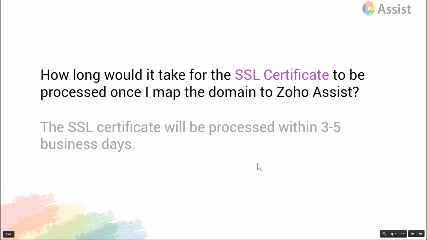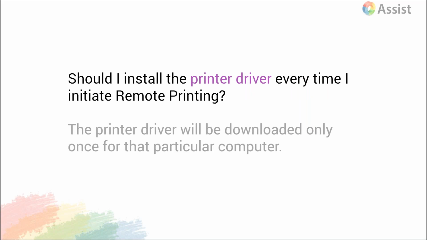Another important question would be how long it would take for the SSL certificate to be processed once I map the domain to Zoho Assist. As soon as you map your domain to Zoho Assist and submit your new domain to us, we'll have a notification on our end, and it will take anywhere between 3 to 5 days for it to be certified and processed. We'll also notify you once the process has been done and your domain will be active for you.